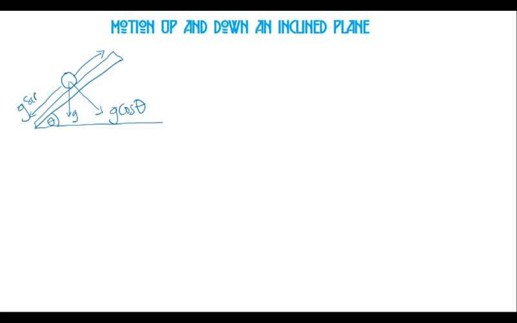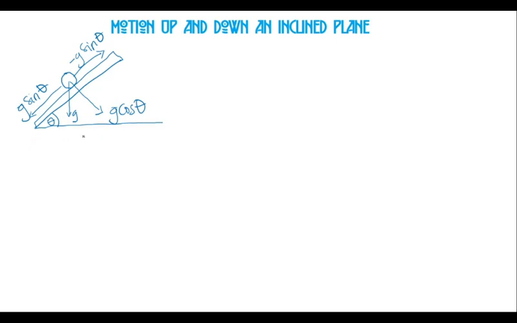Now the component acting along the plane is g sin theta. If the body is coming downwards, that is a downward motion, so gravity is also acting down, so it is in favor of gravity. So the gravity takes a positive sign. But if the body is moving up the plane, the gravity takes a negative sign: negative g sin theta.